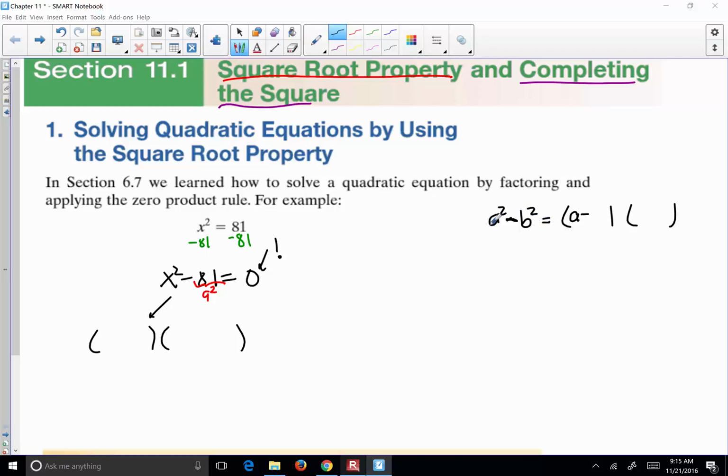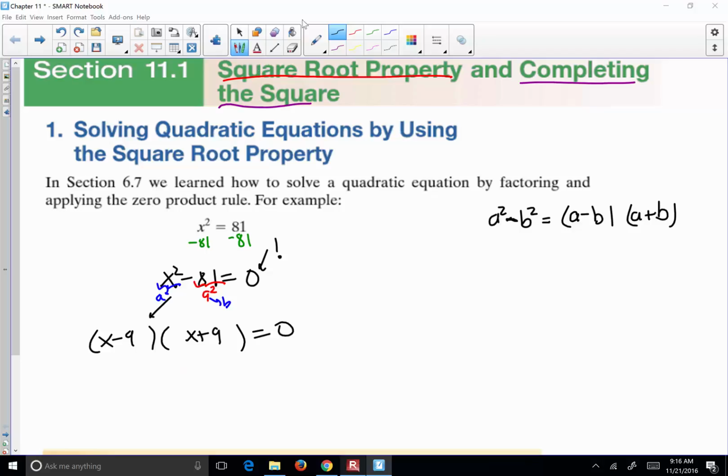With a and b, it's a minus b times a plus b. You take a and b repeated twice, with a minus and a plus. We can flip the order. So what we have here for a is x, and for b is 9. So this is x plus 9 times x minus 9, or x minus 9 times x plus 9. It doesn't matter which order.